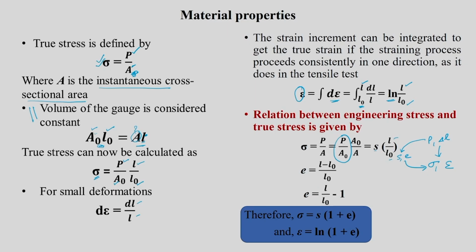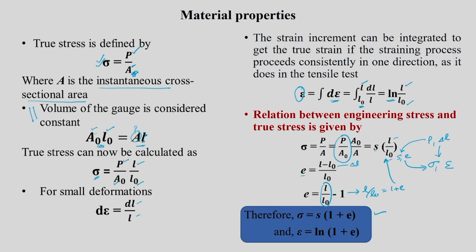Now, engineering strain, I will come back to this formula. Engineering strain is nothing but L minus L naught divided by L naught, which we have already seen as delta L by L naught. That is L by L naught minus 1. So, L by L naught is nothing but 1 plus E. I am going to put 1 plus E here, and I will get sigma is equal to S into 1 plus E.